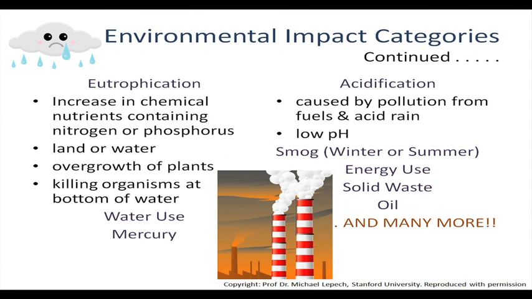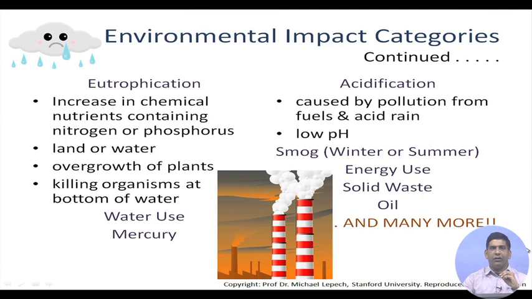Eutrophication: some of you who have taken a course on water quality or wastewater may be familiar with nutrients. An increase in chemical nutrients containing nitrate and phosphate leads to the eutrophication problem. It impacts land and water, with overgrowth of plants and killing of organisms at the bottom of the water, because at the top level you have so much algae that at the lower level the oxygen supply gets cut off. Then you have the water usage problem, the mercury problem, and acidification caused by acid rain, fuels, and low pH. We have the smog issues.